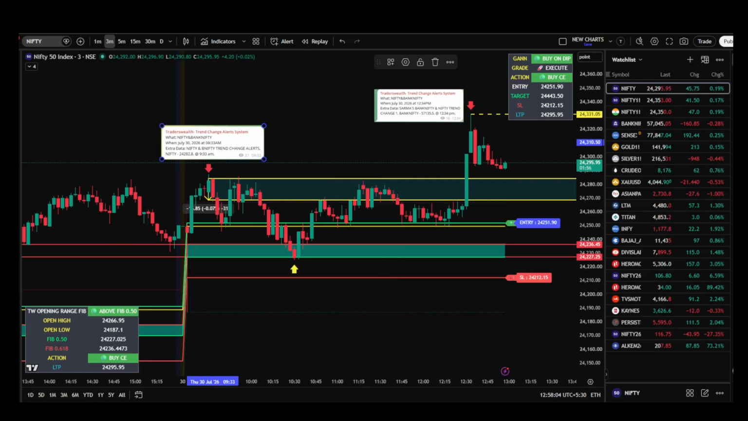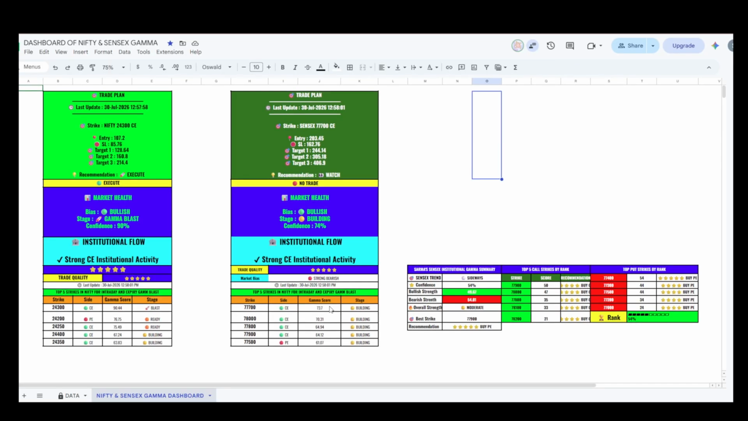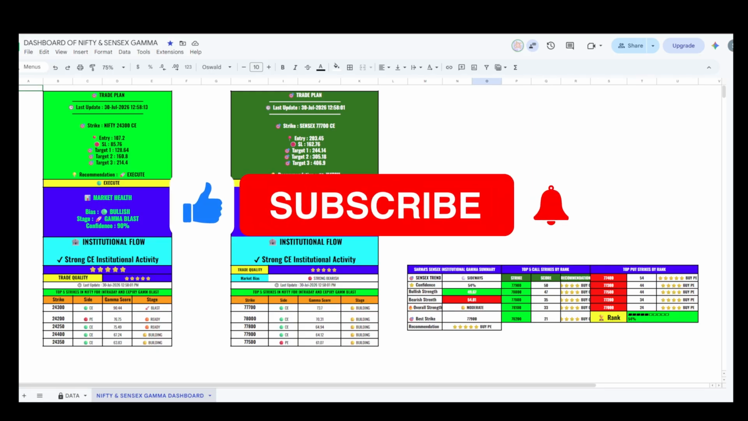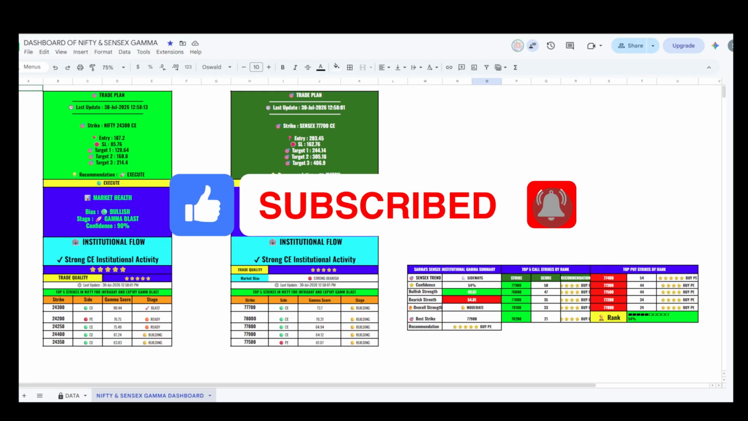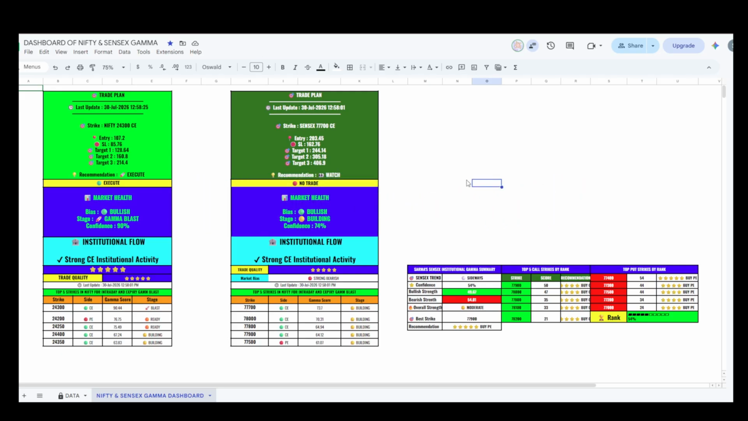At the same time, I'll also show you my Gamma Blast system, a dashboard that lets us know whether Nifty is good to trade, or Bank Nifty, or Sensex. As of now, I'll show you Sensex as it is an expiry day today. The same can be used on non-expiry days also. It is not like that. We can use this same on the non-expiry days.